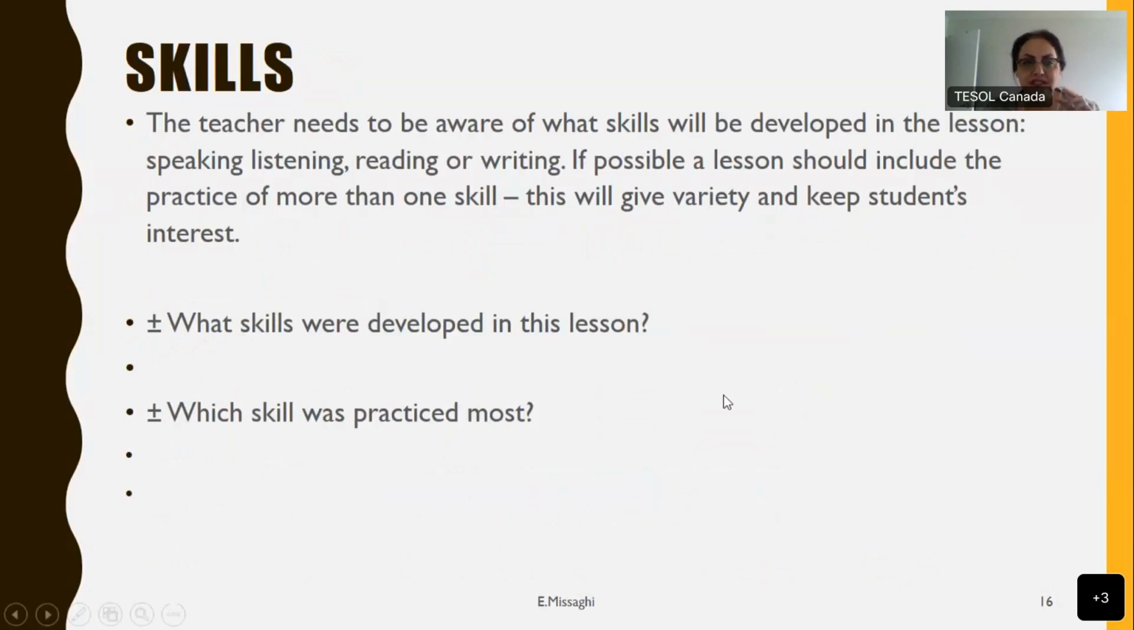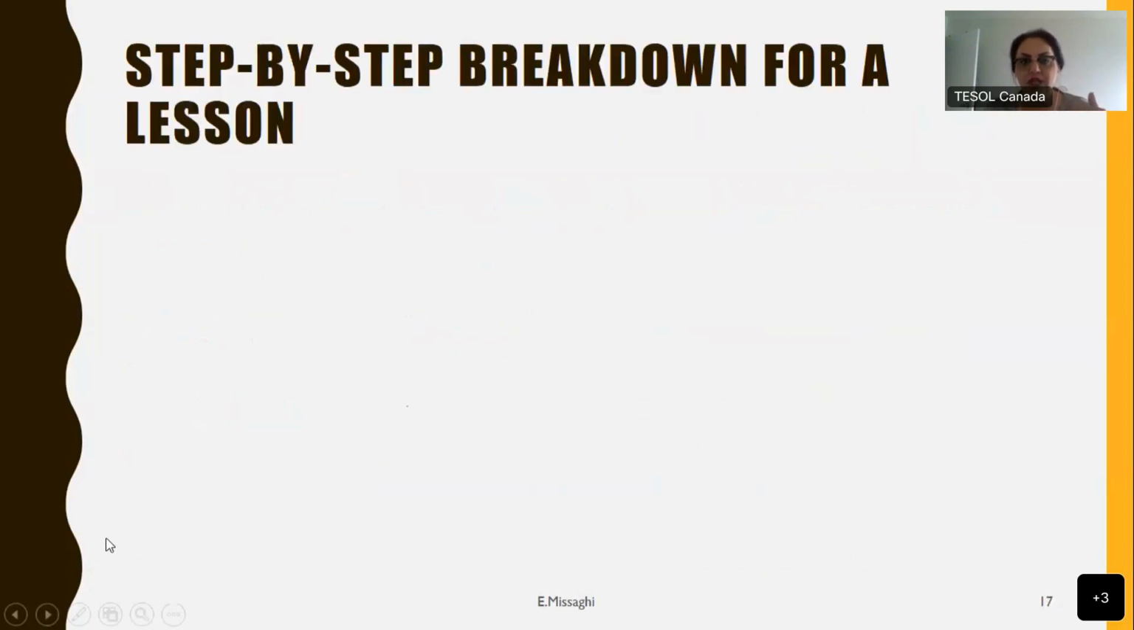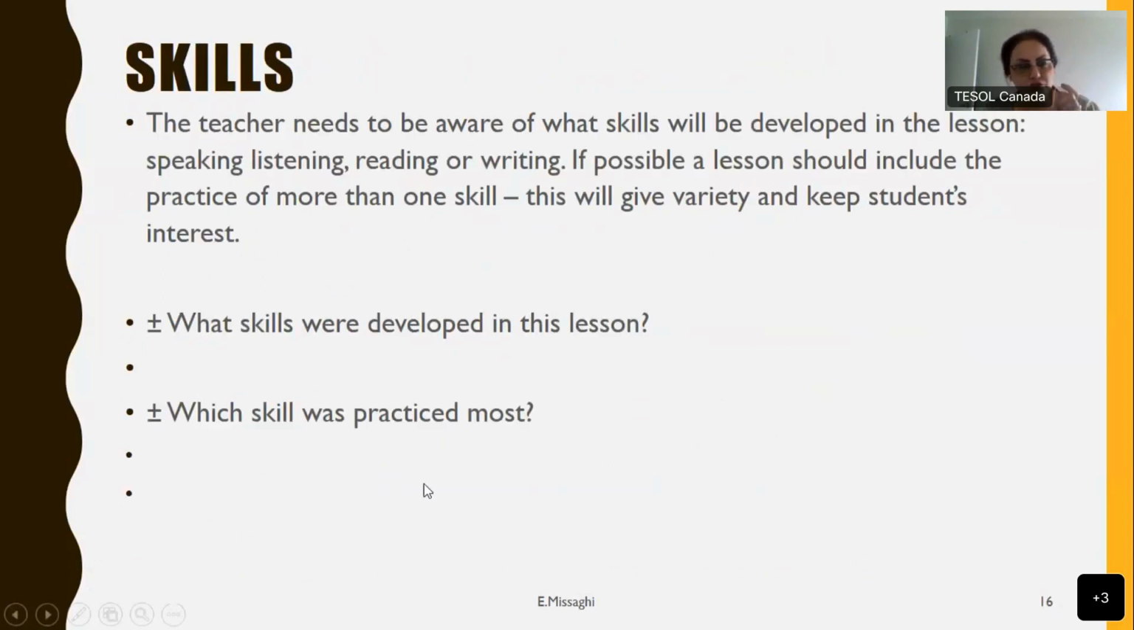And what skills am I going to cover this session? Listening, speaking, reading, writing, or all four, or maybe two of them. And which ones get the most practice? So maybe they listen to a very short audio, but they have to write in groups. So the focus is mostly on writing.